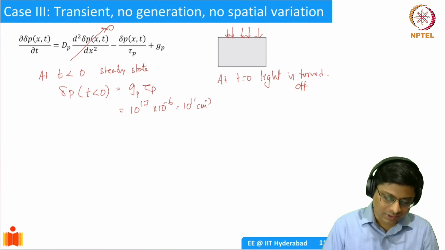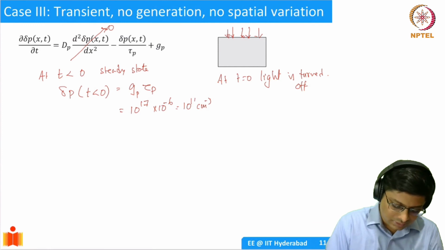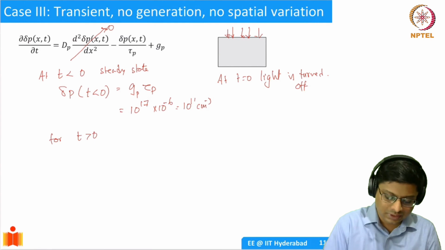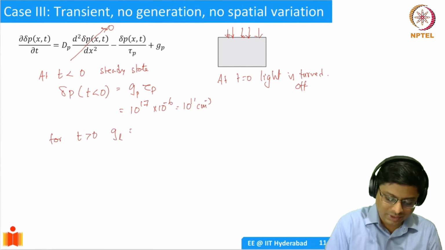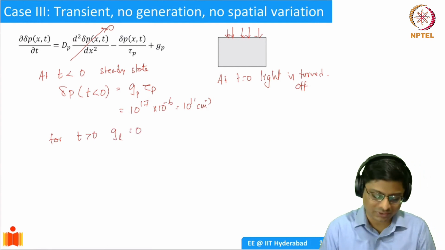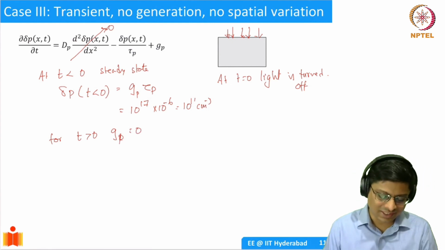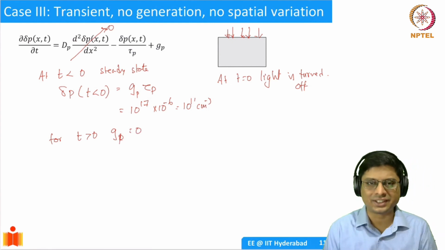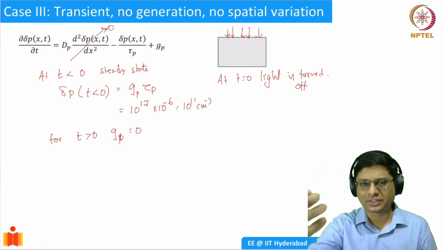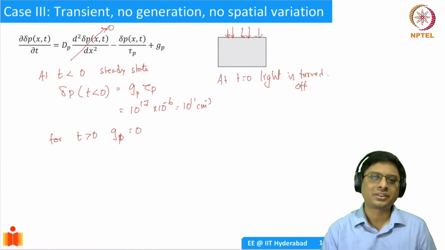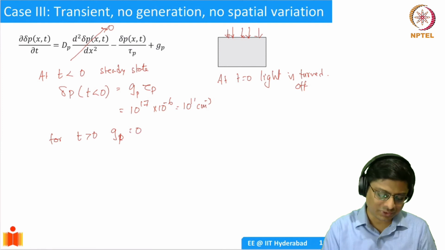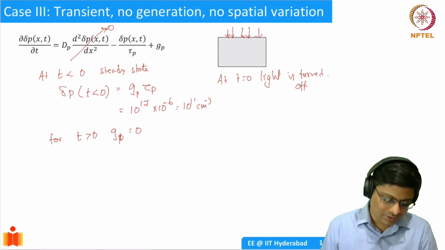Now, for t greater than 0, G light is going to 0, right? I mean, it's basically not creating any electron hole pair, so Gp is going to be 0. Okay. Whether I say Gp, Gl, when I say Gl, it's light generated carriers. It's going to produce electrons and holes. And the rate at which electrons or holes are being produced is going to be Gp. Same thing. Okay. So what is this? At time t greater than 0, Gp equal to 0.